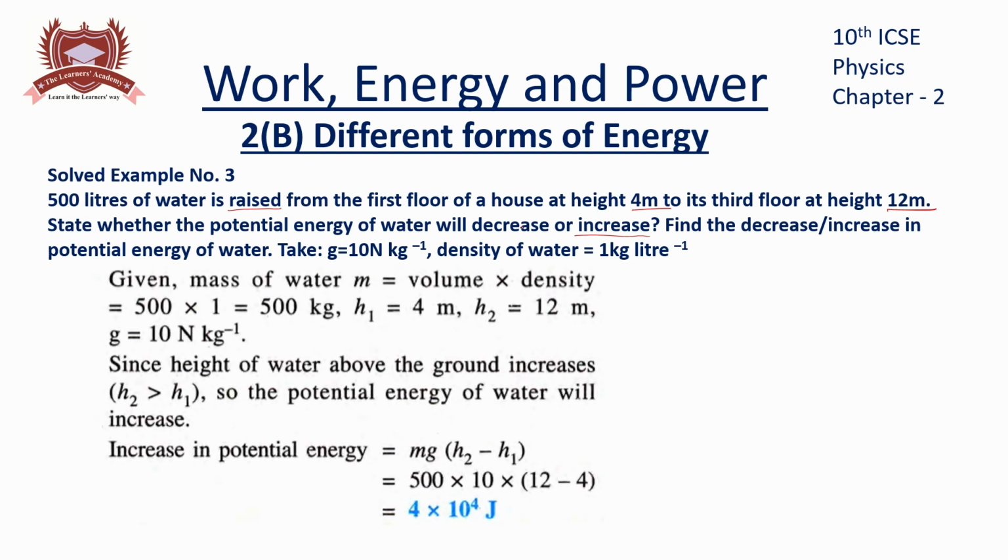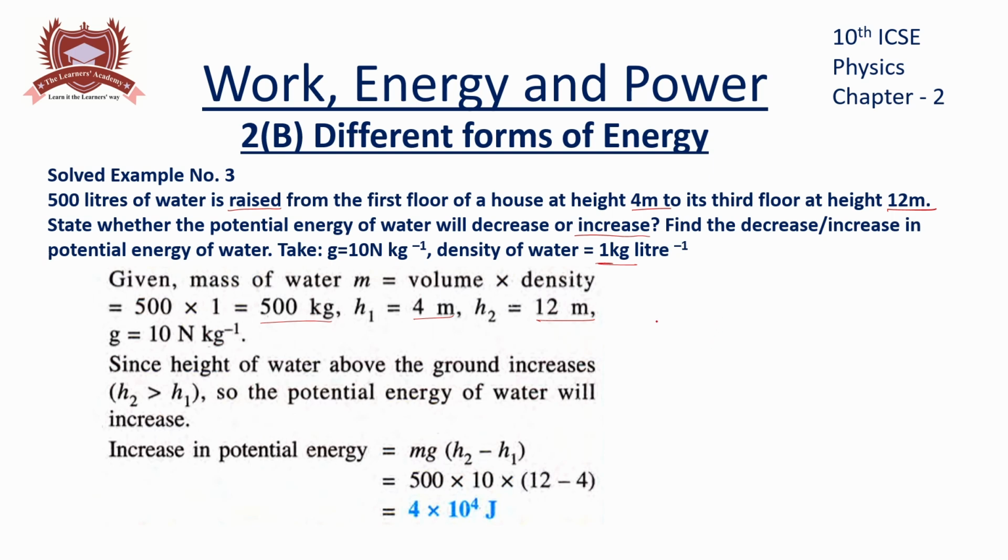Now let's see how much increase there would be. First we need to find the mass of the water. Mass is not given, volume is given, it's 500 liters, and the mass of 1 liter of water is 1 kilogram. So we can say that the mass is 500 kilograms. Now H1 is the height where we started raising it from, which was 4 meters, and H2 is the height where we have taken it to. Since H2 is greater than H1, there would be an increase in the potential energy.